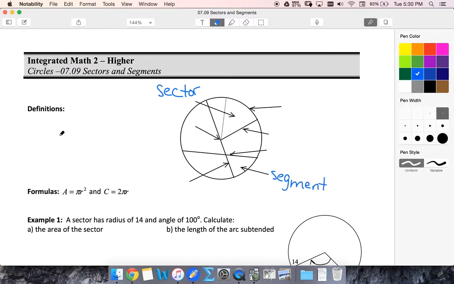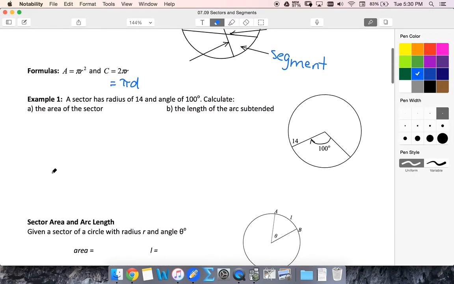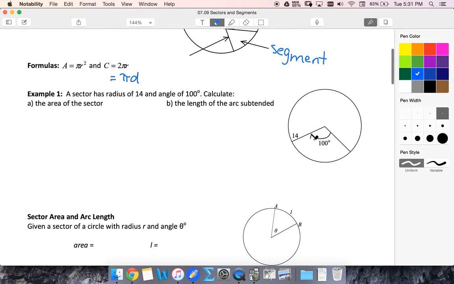Okay. So if we remember in a circle, the area of a circle is pi r squared, circumference is 2 pi r, or of course that's the same as pi d times the diameter. So if we think about this circle down here, we've got a sector with a radius 14 and a center angle of 100 degrees. So we should say, we know that because it's a sector, we're coming from the center. So that's by definition.